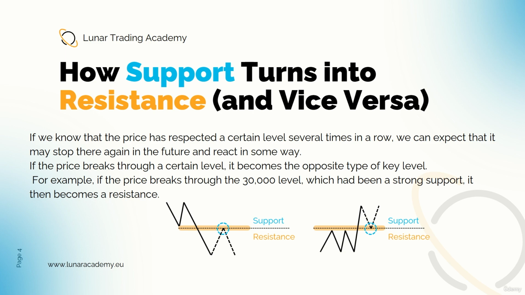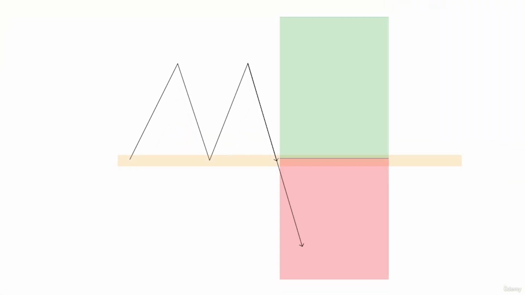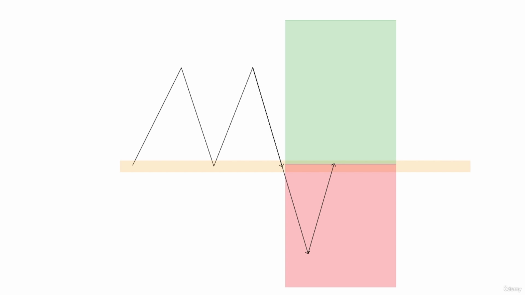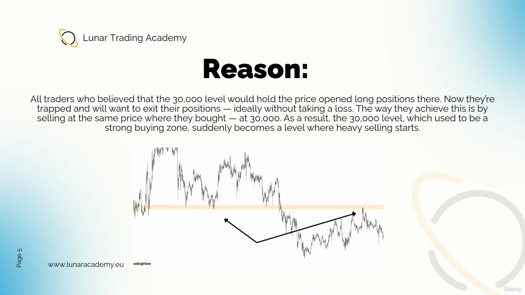You may ask, why does this happen? If we know that at level 30,000 there were many buyers, and the price then breaks through this level, all of those who bought there are now at a loss, and they will want to get rid of their positions. They'll do this by selling as close as possible to the price they bought at to minimize their losses. So a level where heavy buying occurred can become a level where heavy selling is likely to happen. Whether selling actually takes place there is something we confirm by monitoring the order flow.